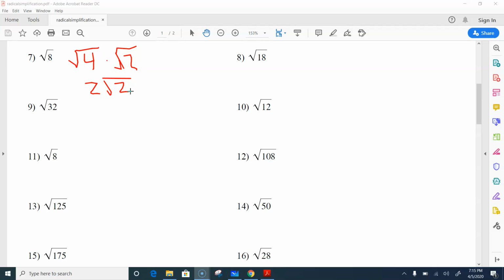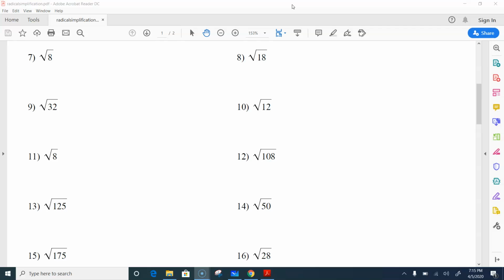Okay? Square root of 18, let's think about that. We go down the list. 4 doesn't go into 18. 9, right away. Square root of 9 times the square root of 2. That gets me to my 18. So this would just be 3 square root of 2.